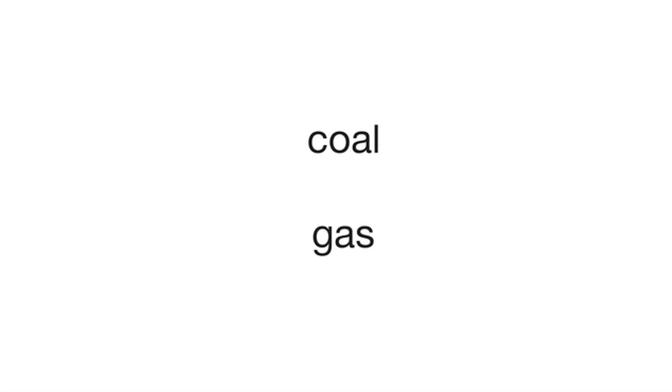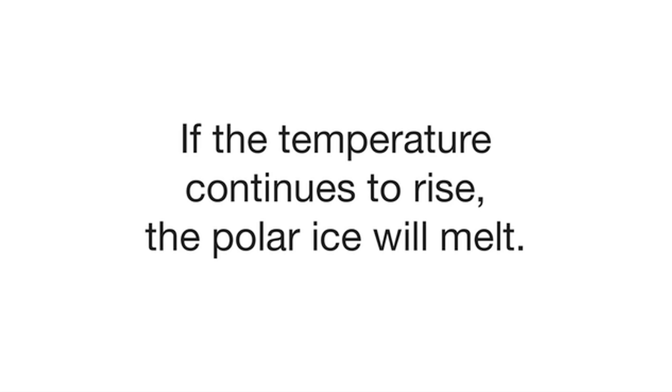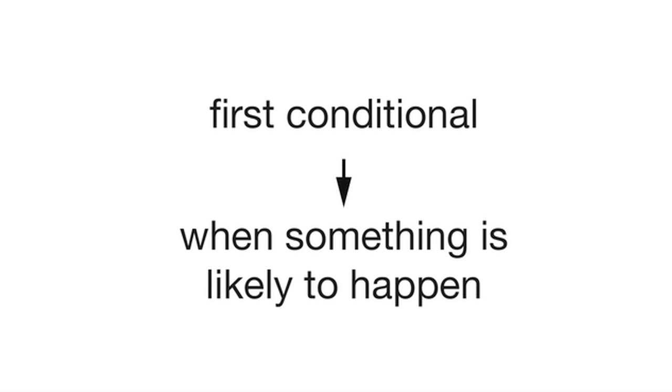Well, we know global warming causes the Earth to heat up, so what happens then? If the temperature continues to rise, the polar ice will melt. This sentence is the first conditional. We use the first conditional when something is likely to happen.